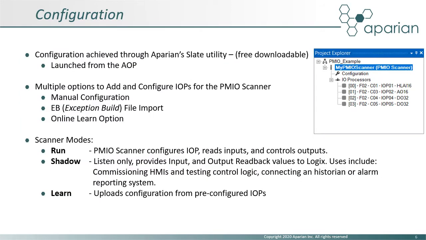As with all Aparian modules, the PMIO scanner is configured using the Aparian Slate configuration software, which can be downloaded free of charge from the Aparian website. There are three methods of IOP configuration using the PMIO scanner.